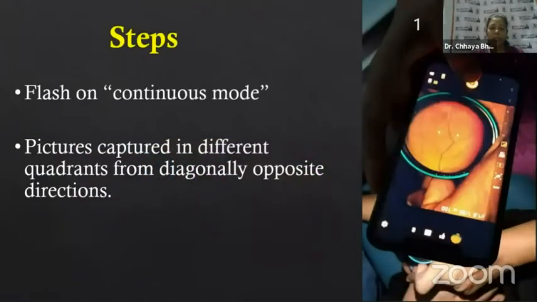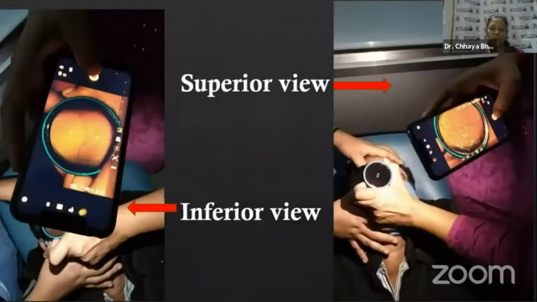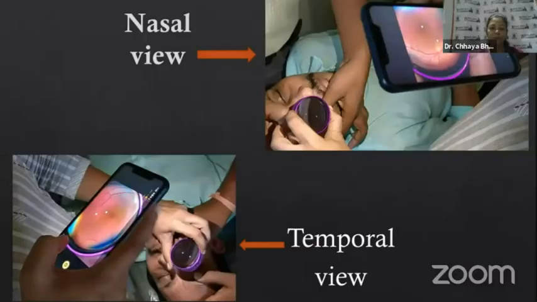The steps are pretty clear. Once the flash of the mobile is kept on and it gets coupled with the lens, it acts like an indirect ophthalmoscope to capture the peripheral photographs. One has to stand diagonally opposite. For example, if one wants to capture a superior view, one has to stand on the inferior aspect of the patient and ask the patient to look upwards. As soon as the peripheral view is visible, one has to capture the photographs. Similar steps are done on the rest of the quadrants, like the inferior, superior, and temporal aspect.